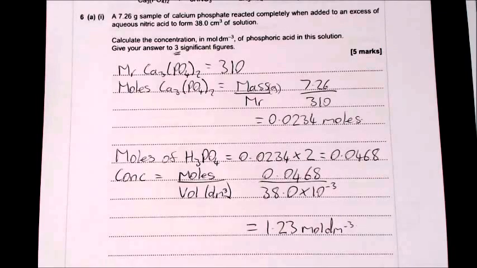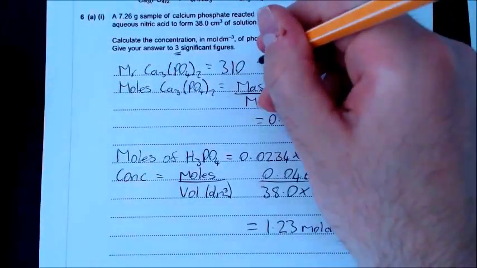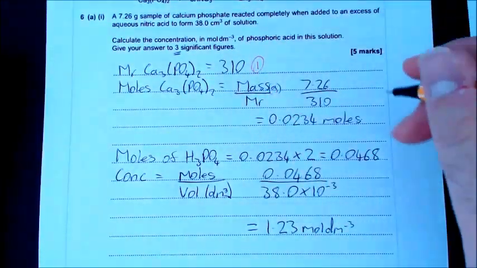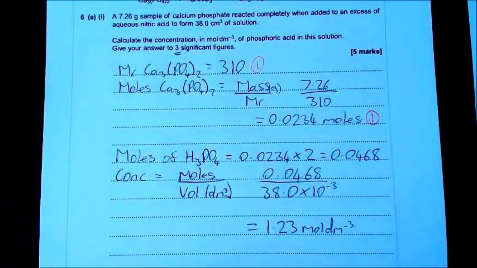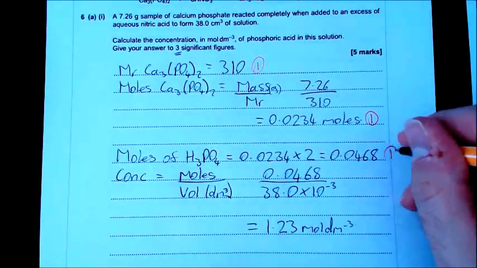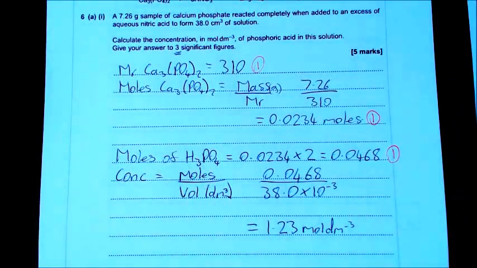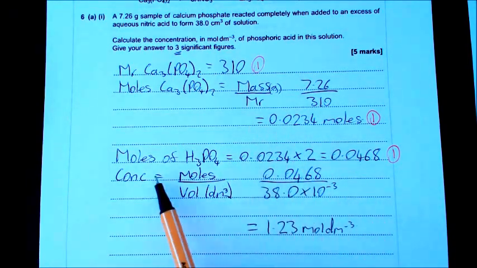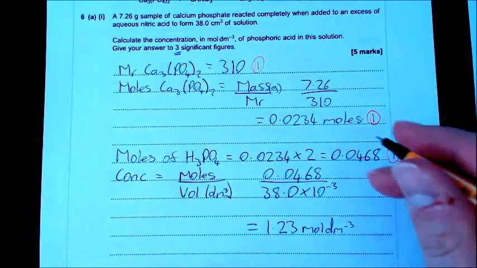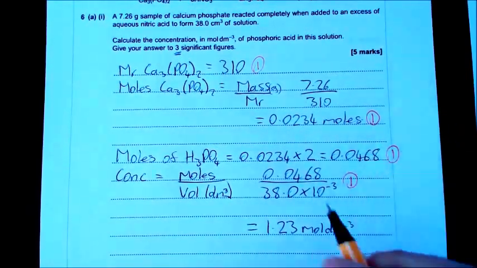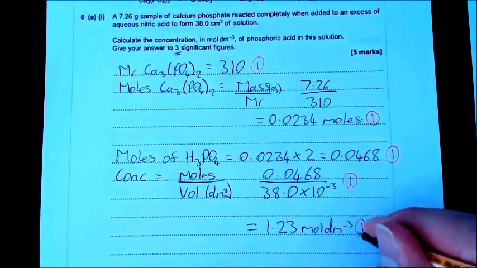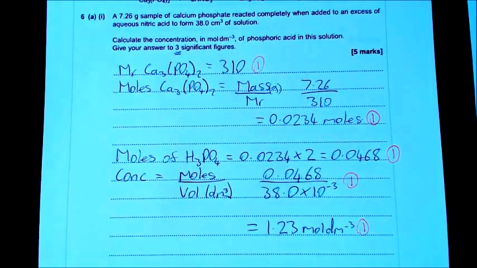Okay, so let's just quickly show you where you get the marks for this. You get the first mark for calculating the MR of calcium phosphate first. You get the second mark for then working out the number of moles of calcium phosphate. You then work out the number of moles of phosphoric acid for the third mark. You then substitute the numbers. You write the equation to work out concentration. So you actually get a mark for just putting in the numbers there. And then your final mark obviously comes in with your answer. So that's 5 marks.